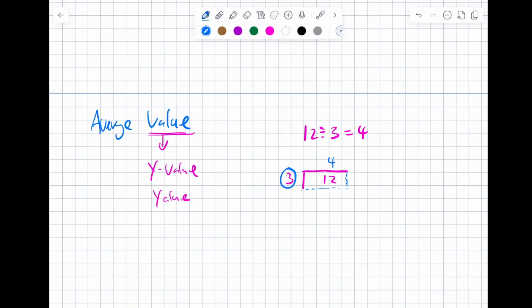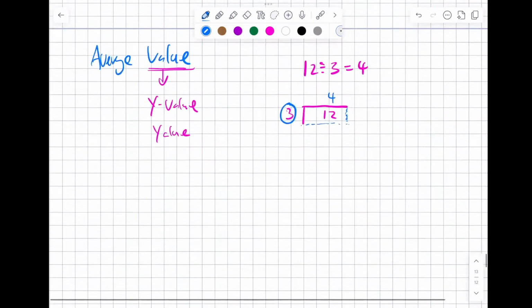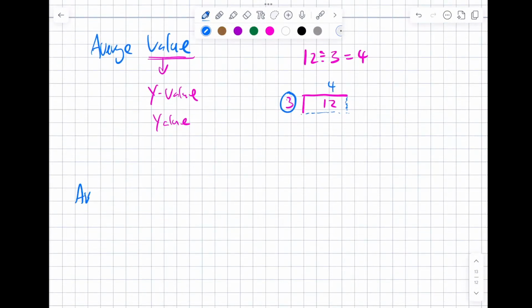Just a basic understanding of that can apply to calculus. Here's the calculus. Average value is equal to 1 over b minus a, the integral from a to b of f of x dx. And that's the average value. Then you say, wait, what's 1 over b minus a?